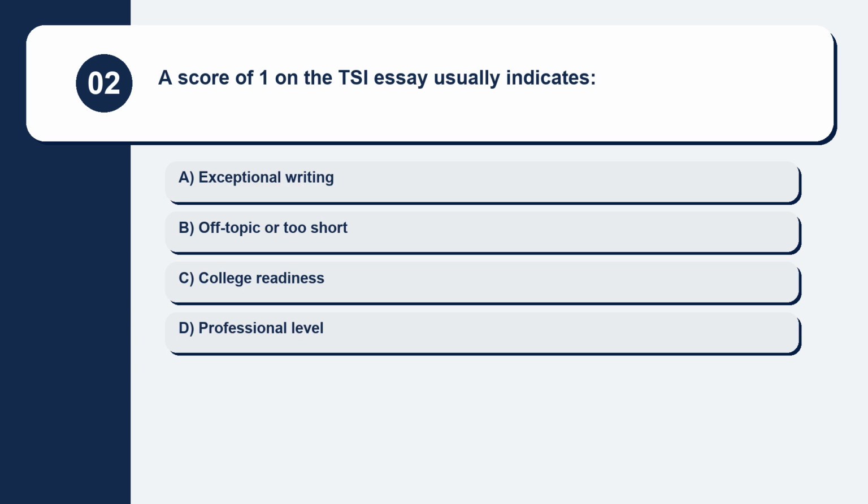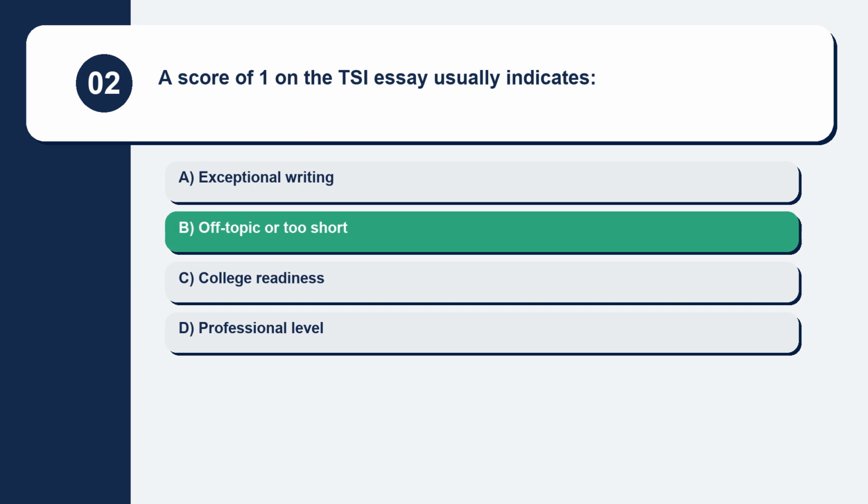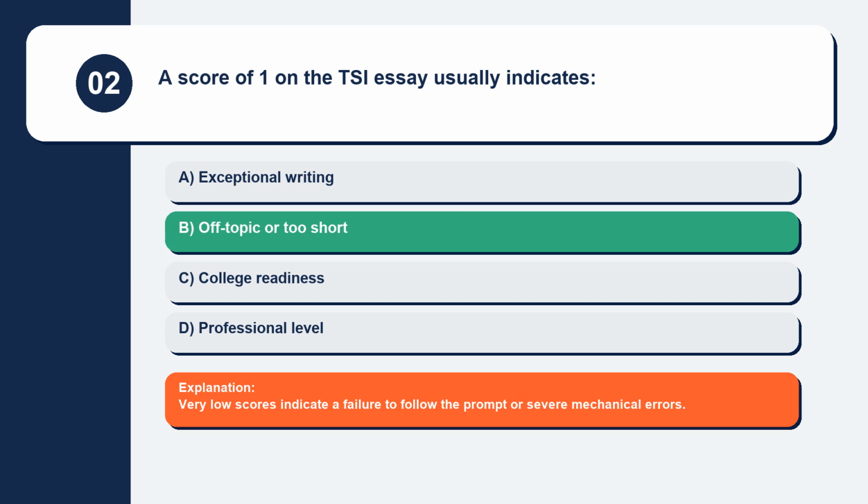Question 2. A score of 1 on the TSI essay usually indicates exceptional writing, off-topic or too short, college readiness, professional level. Very low scores indicate a failure to follow the prompt or severe mechanical errors.